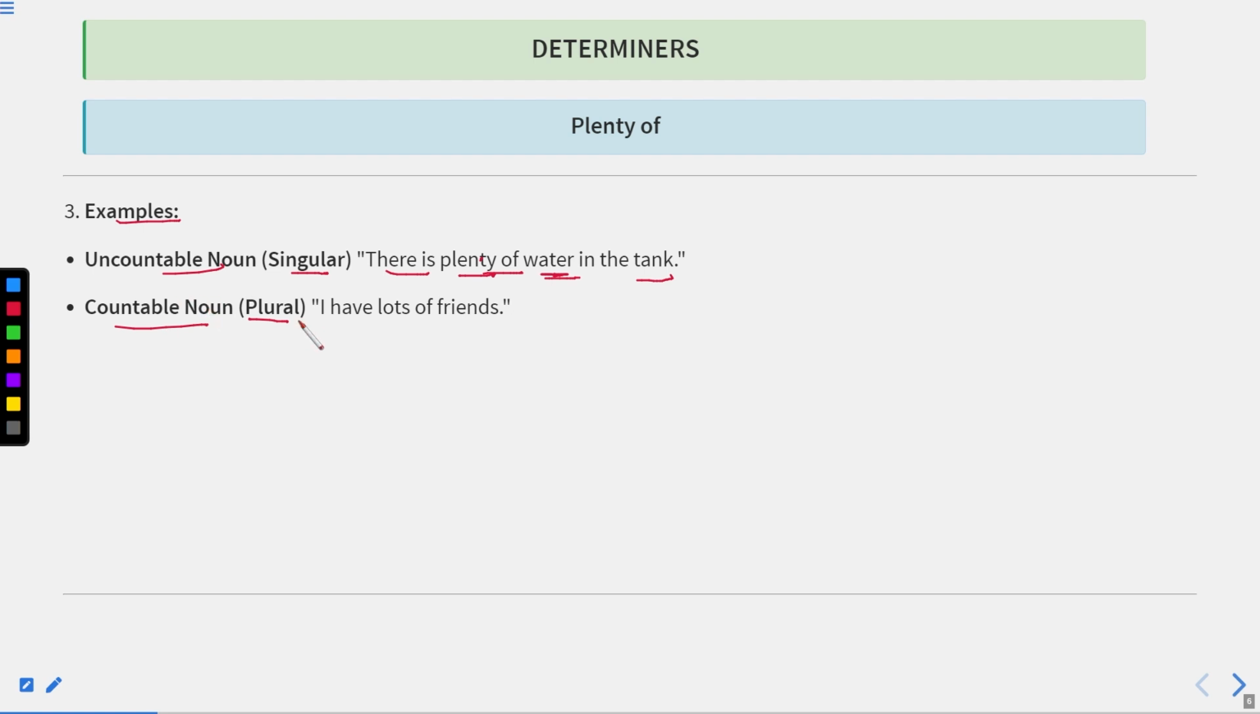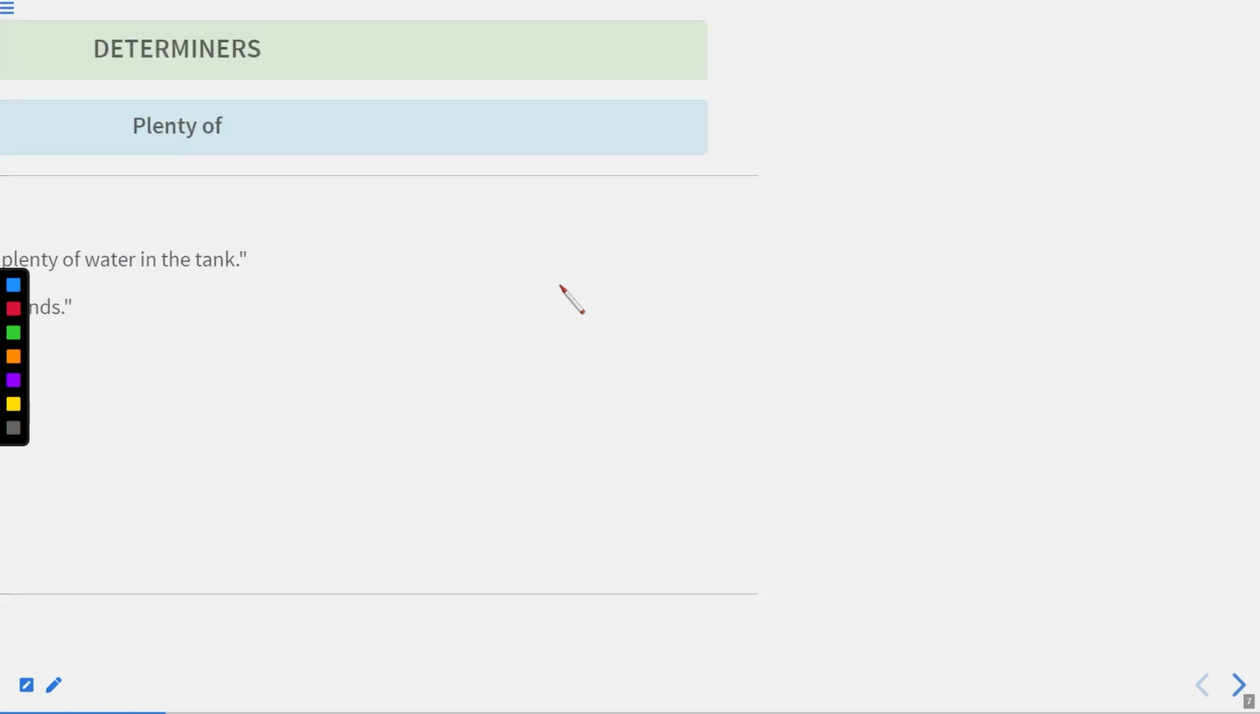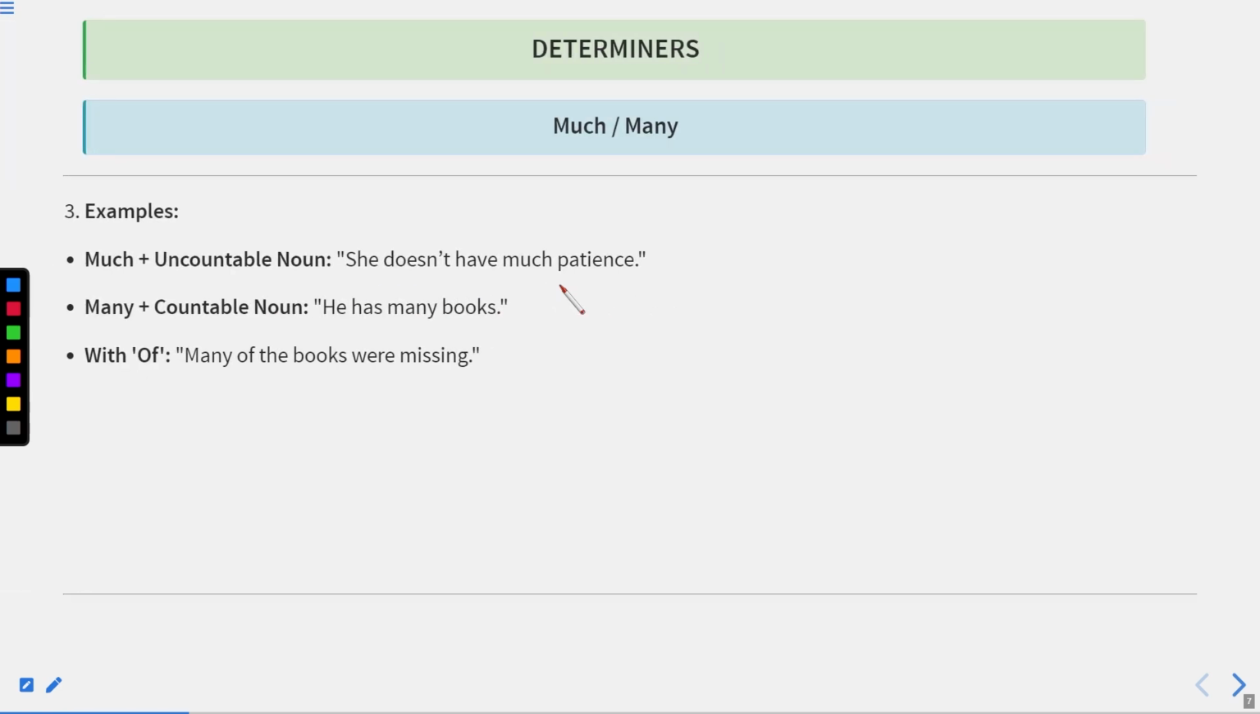With countable nouns, where we consider them plural, I have lots of friends. Okay, so this is the structure, because countable nouns can be classified into singular or plural. But here with plenty of, obviously we are talking about more than one. That is why it can be used only with plural countable nouns. It cannot be used before a singular countable noun. If there is a countable noun, it should be plural in form only.